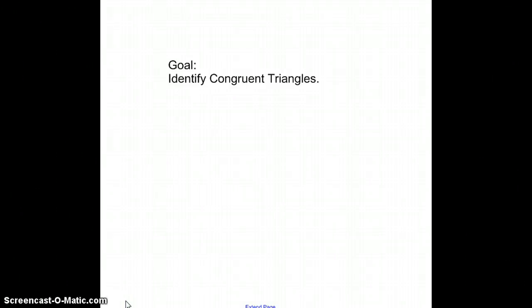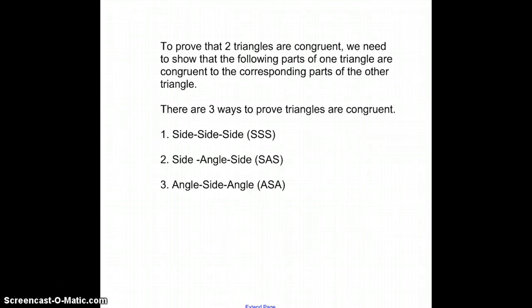Okay, so let's take a look here. There's some basic definition here you've got to copy down, basic concept I should say, and that is in order to prove that two triangles are congruent, we need to show that the following parts of one triangle are congruent to the corresponding parts of the other triangle.